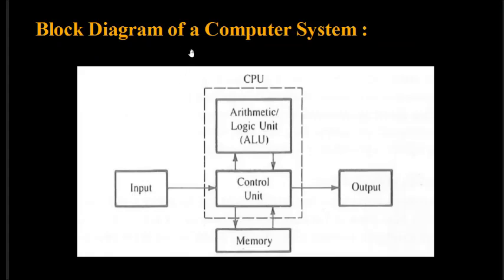Now here we see the block diagram of a computer system. It has a CPU, central processing unit, input, output and memory. In the previous part we just studied a microprocessor. So what is the difference between a microprocessor and a central processing unit, the CPU? We can say the microprocessor is a part of the CPU.